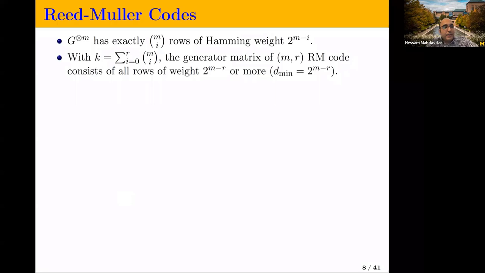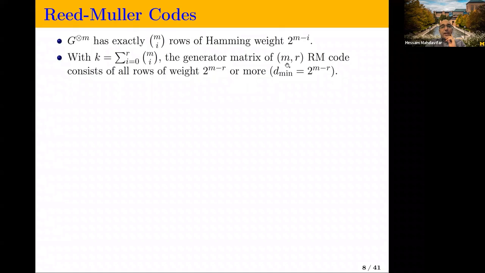And then come Reed-Muller codes. There are multiple ways of describing Reed-Muller codes. There is an algebraic way, there is the other way that I'm going to use here, and there is also a recursive way. It's interesting, so I'm going to cover two of them. One is the construction by looking at, again, the Kronecker powers of G, and also the recursive structure based on Plotkin. If we look at this G to the Kronecker power m, it has an interesting structure: it has exactly m choose i rows of Hamming weight 2 to the m minus i.